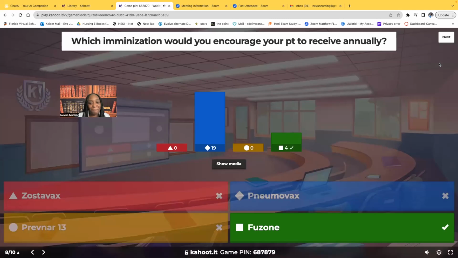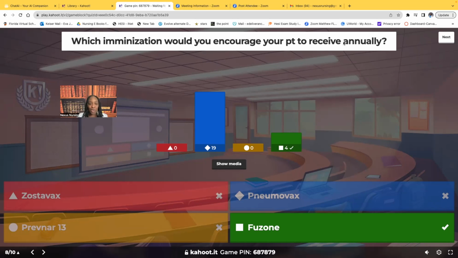Let's talk about this, guys. 19 of you guys fell for it, and this was a trick question. 4 of you chose the correct answer. So the correct answer, which is the Fluzone, this is for influenza, the flu, right? But I want to talk to you. The question said, which immunization, and we're talking about the patient that has pneumonia, right? Which immunization would you encourage your patient to receive annually, every year? So you are going to teach your patients to get their flu shot every year.